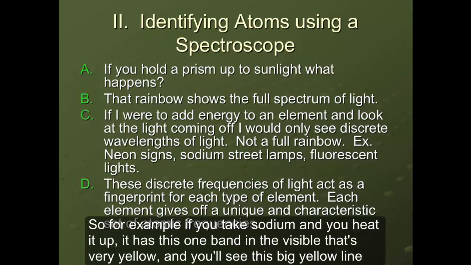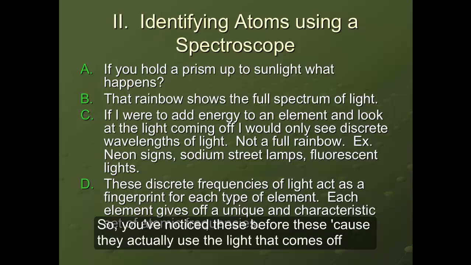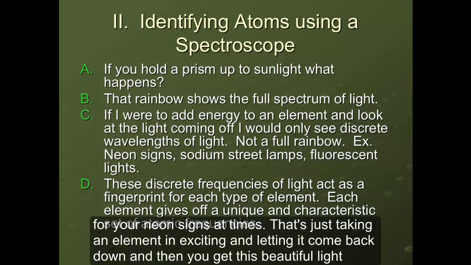So, for example, if you take sodium and you heat it up, it has this one band in the visible that's very yellow, and you'll see this big yellow line when you look through a spectroscope. Hydrogen has a blue line that you see really strong when you look through a spectroscope. So you've noticed these before because they actually use the light that comes off for your neon signs at times.